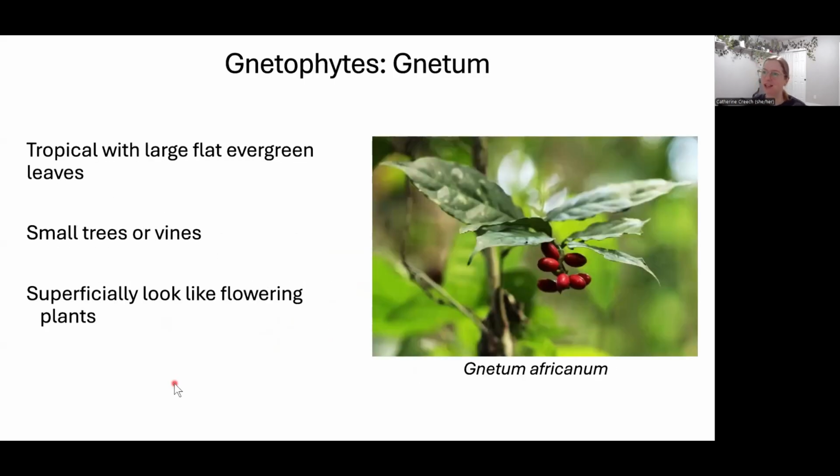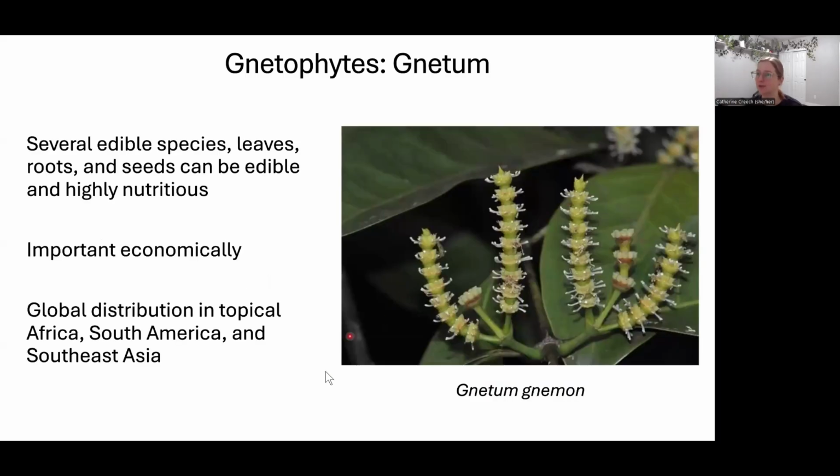Next, we have Needham. Needham is tropical, which is odd for a gymnosperm. They have flat leaves that are evergreen, so at least that makes sense. And they have flowering structures and berry-like structures. Superficially, they look like flowering plants. To me, if I looked at this really quickly, I'd be like, oh, that's a coffee plant. But these are not true fruit. Their flowers are not true flowers, even though they can be vines and are tropical.